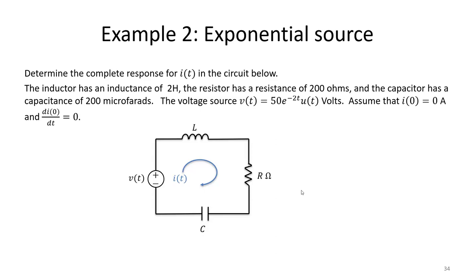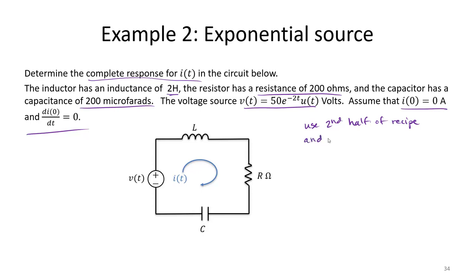All right, so now let's go ahead and look at the second half of our recipe. Now we have a similar circuit as we were looking at before, but now we're given some more information about it. Here we're being asked to determine the complete response for I of t. We're told about the inductance, resistance, and capacitance, and we are also given an exponential voltage source and some initial conditions. So here we need to use the second half of our recipe, and we can use the equation in example 1 to help us solve. So let's go ahead and give this one a try.